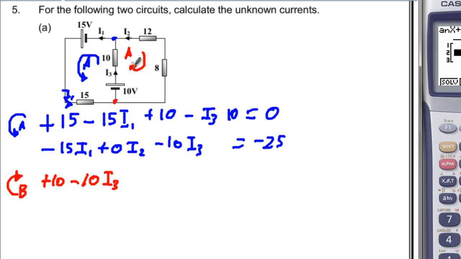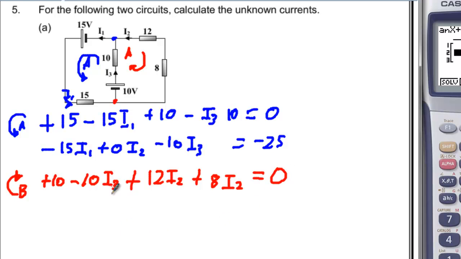Now you notice that I'm walking this way, but my current's going that way, so I'm going to add the voltage lost. So it's going to be 12 I2, so it's going to be plus 12 I2, and again the same idea here, plus 8 I2. And again, the whole way around a circuit, because we go back down to the dot, Kirchhoff's voltage law says that the sum of the voltages around a circuit must sum to 0.